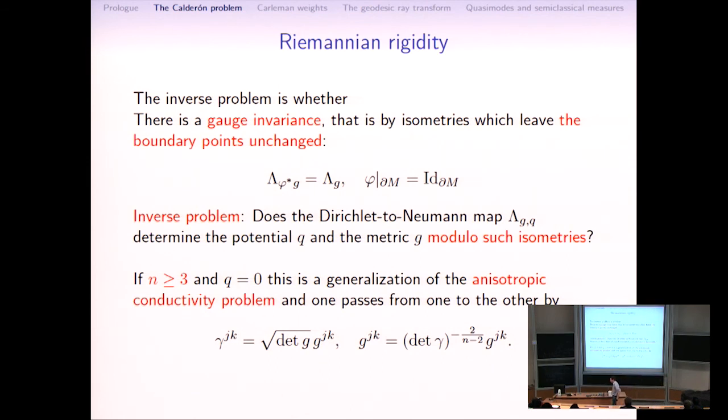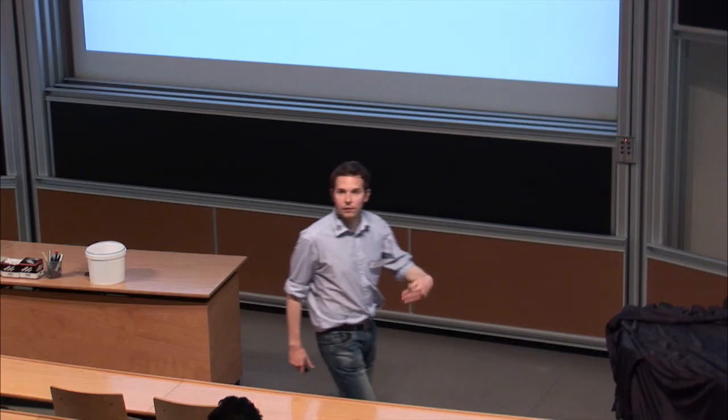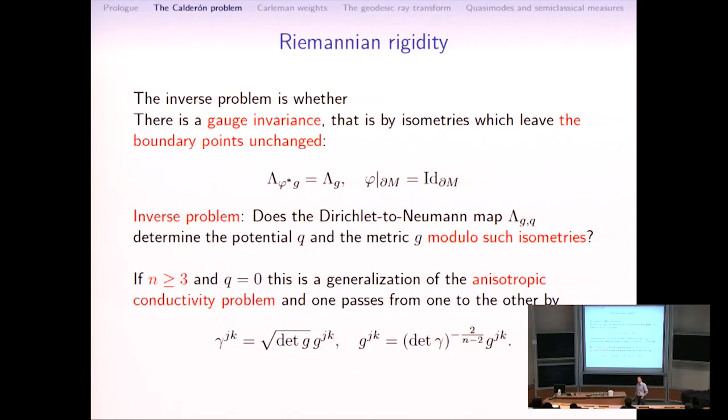The general problem is quite complicated, and in particular you have to deal with the fact that there is a gauge invariance in the problem. That is, if you pull back the metric by a diffeomorphism which is the identity on the boundary, then you don't change the Dirichlet-to-Neumann map. So the general inverse problem has to be reformulated modulo those isometries on the compact manifold. For those who are interested in the conductivity problem, there's a very simple way of going from the conductivity equation to this geometrical case in dimension n bigger than 3. In dimension 2, these are two different problems.